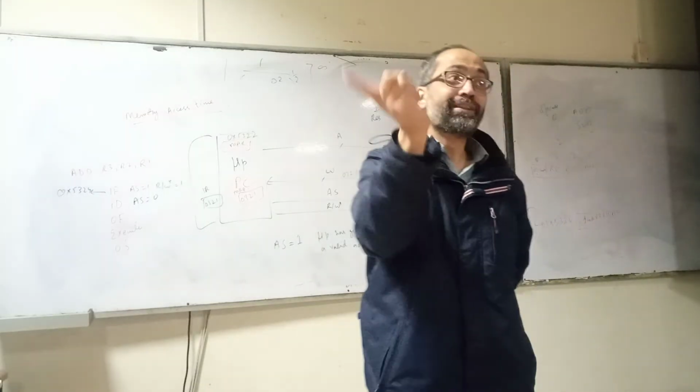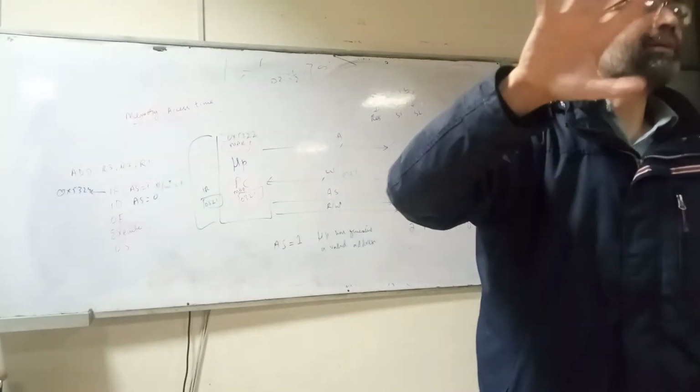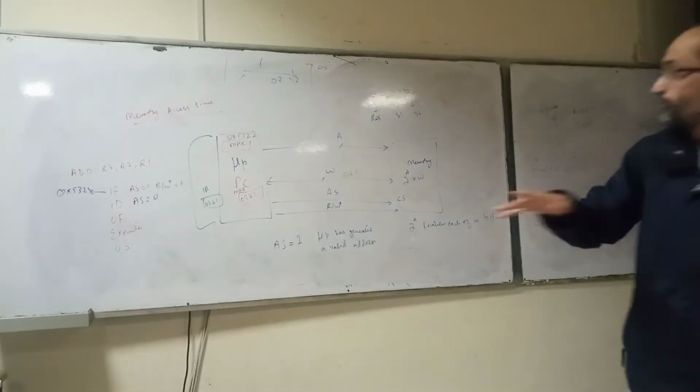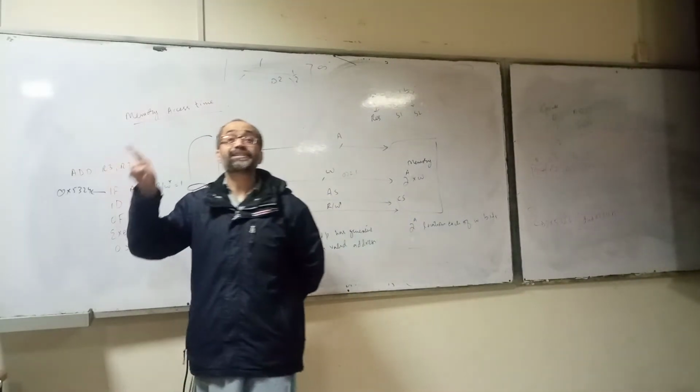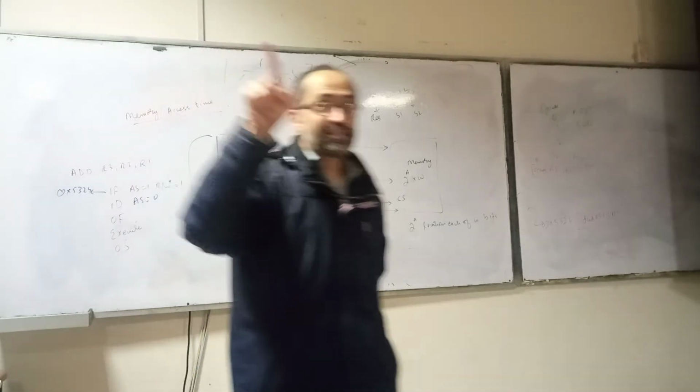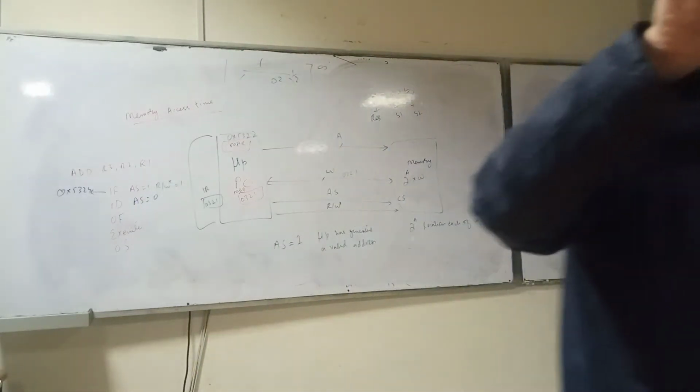Operand may lie within the register. So this is where the role of the addressing mode comes in. Which addressing mode is this? Add R3, R2, R1? Register. This is register addressing mode. In the register addressing mode, the operand lies in the register.